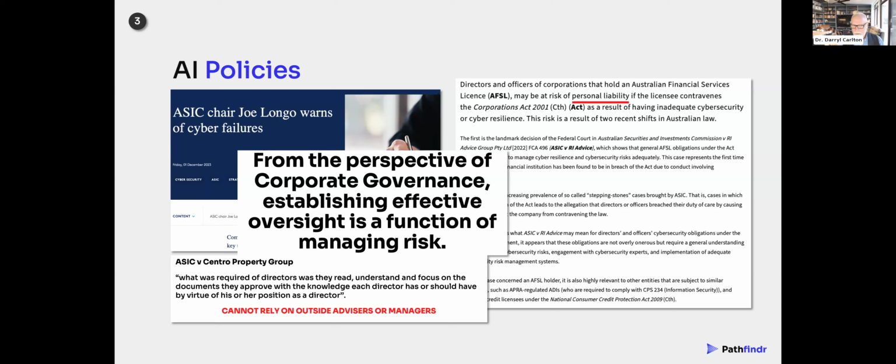Another court case that was taken by ASIC was against RI Advice, who were the victims of a cybersecurity attack. And the court found that the senior executives of RI Advice were liable because they had not put in place effective governance and oversight. They didn't have proper policy in place. So establishing policy is about ensuring that governance and oversight is in place to protect senior executives and board directors against personal liability.